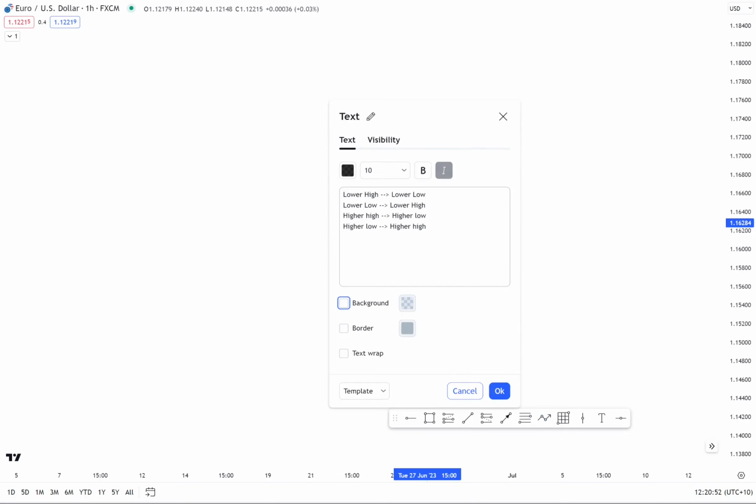Hey guys, just a quick little note. I was editing the video and I realized I used the completely wrong terminology. Every time I said lower high, I actually meant lower low. And every time I said lower low, I actually meant lower high. And same thing for higher highs and higher lows. So I'm sorry for any of the confusion that I've caused. And let's get back into the video.